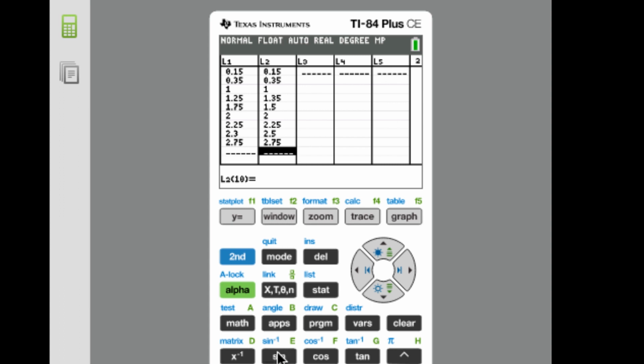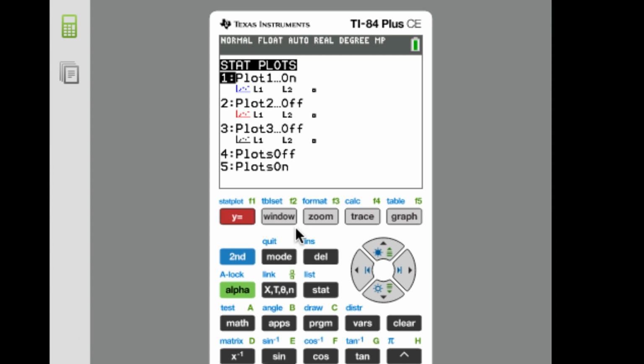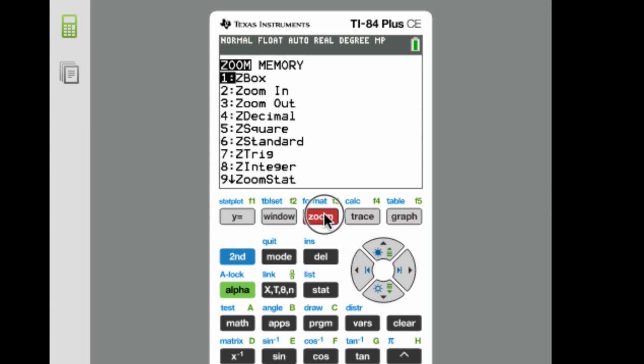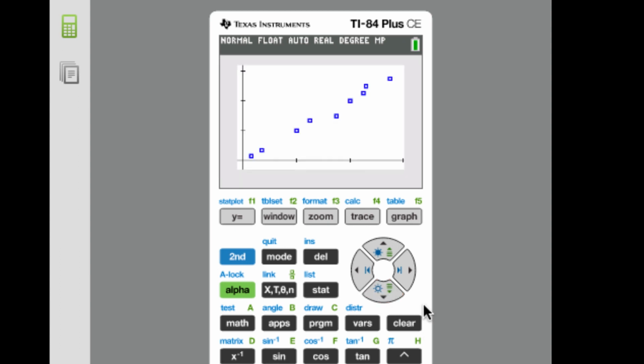Now what do you guys do? Got to look at the scatter plot. Second stat plot, it is on plot 1. Everything is as it should be. Zoom. Go down to zoom stat. Alrighty. What do you guys think? Does that data look like it fits on a straight line? Yeah, it looks pretty good to me. What do you guys think? That looks good. Anyway, so we're going to proceed.